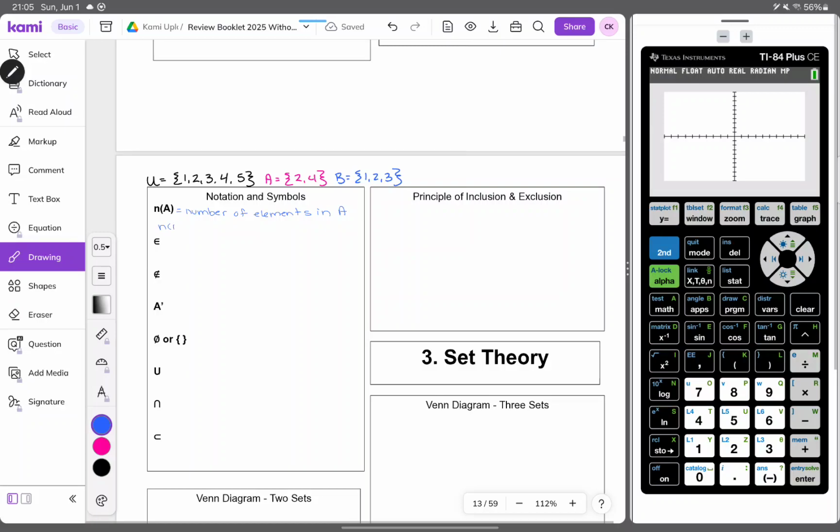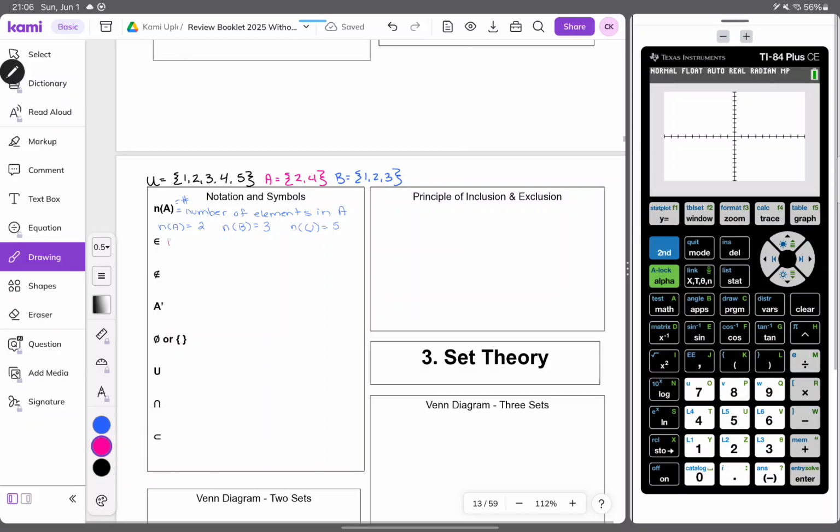So if I wanted to know the number in A, well, we would just count 1, 2. There's 2 elements in A. If I wanted to know my number in B, well, I'd go 1, 2, 3. There's 3 elements in B. Number in my universe, well, there's 1, 2, 3, 4, 5. So this is always just equals a specific number.